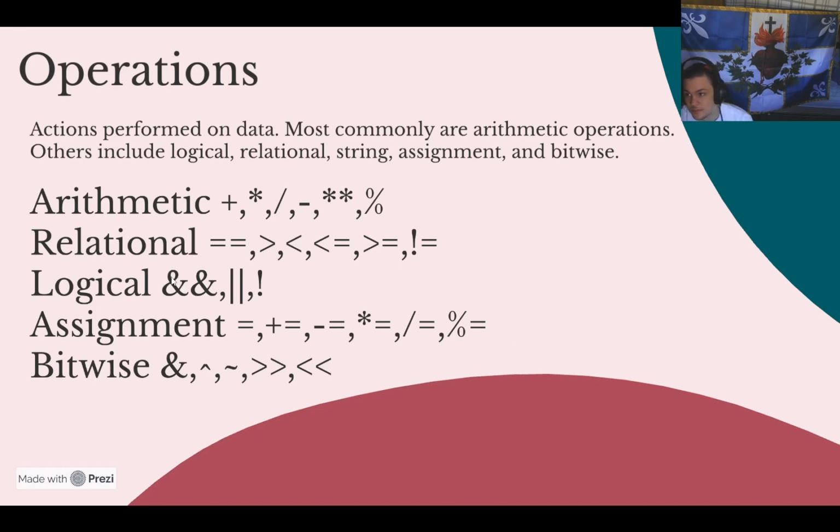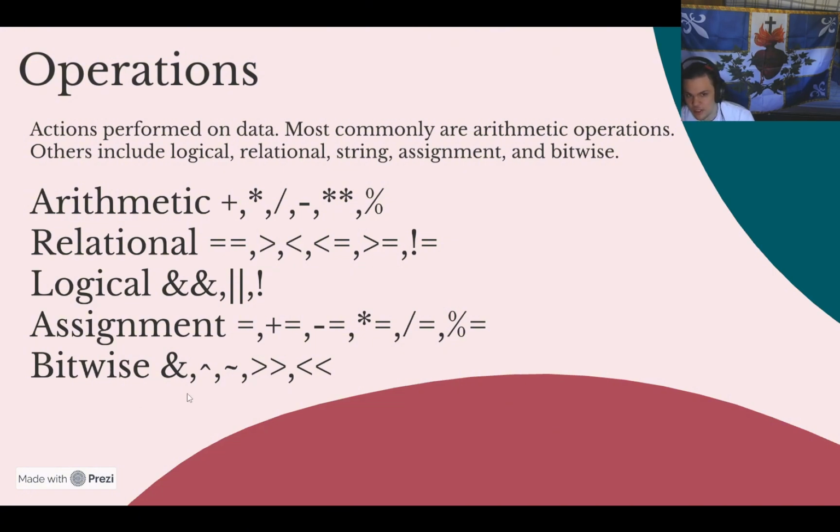Next we have logical. This double and sign means and. This double pipe means or, and then this exclamation point means not. So this or that, this and not this, or not this. These are the assignment operations. I can set x equal to 10. I can add 10 to x and set it equal. I can subtract 10 from x and set it equal. I can multiply equals, I can divide equals, and I can modulus equals.